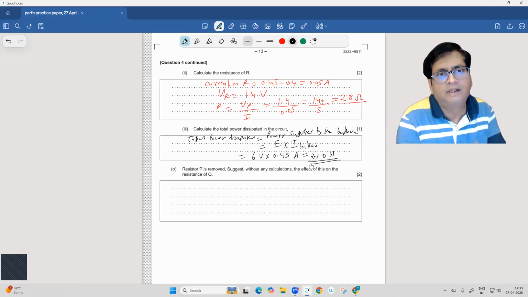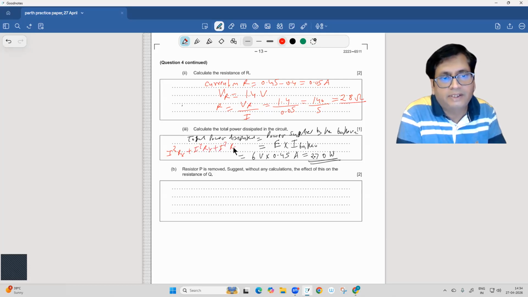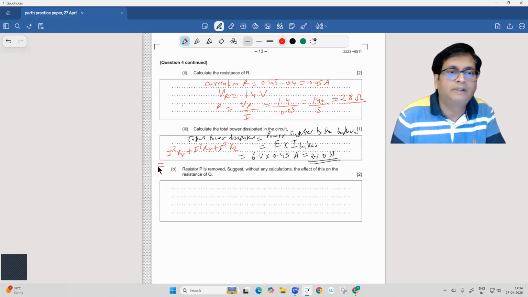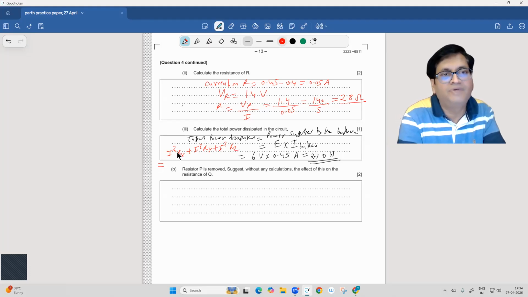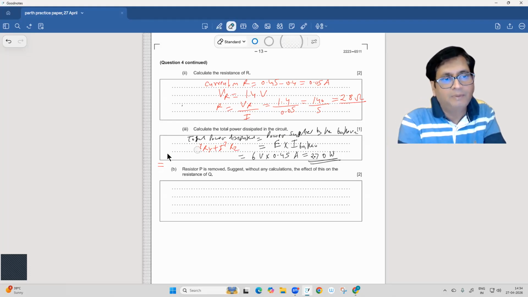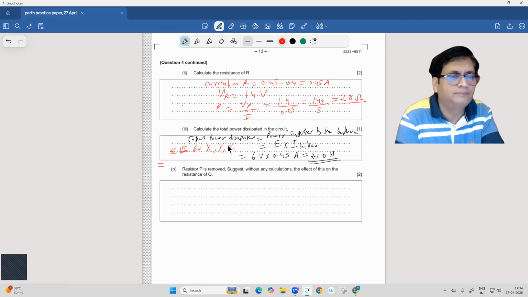If you want, we can cross check. This should be equal to I square R X plus I square R Y plus I square R Z, right? Or we can simply do VI for all three, since we don't know every R. Sigma VI for X, Y, Z. You will get the same answer.